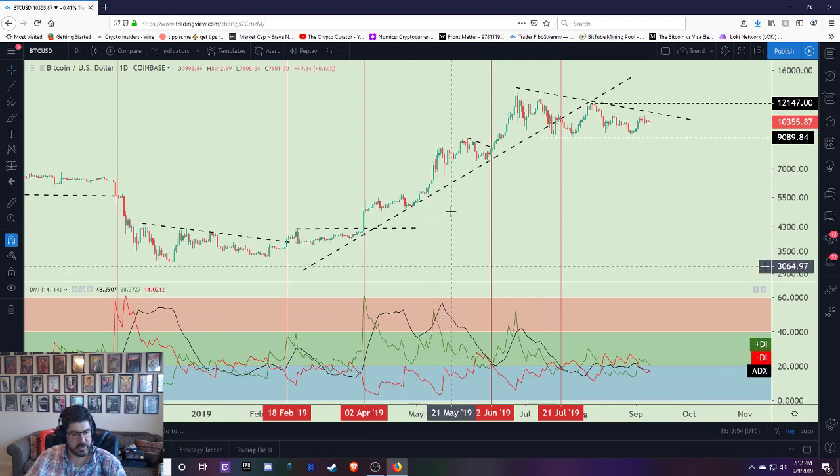So as you can see, it kicked up, moved up, and then it got to this point where it was coming back down, testing the trend line, and then kind of came down and then kind of broke to the upside here again.